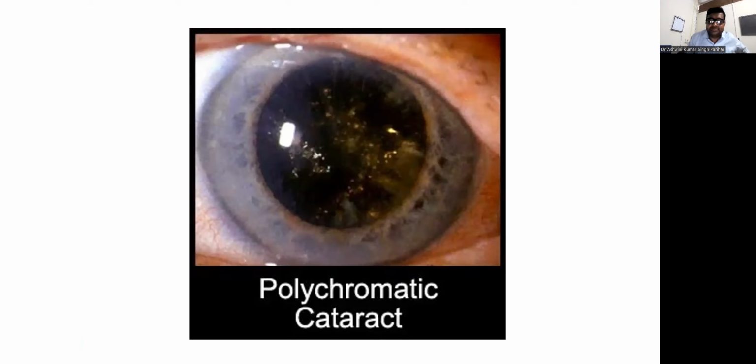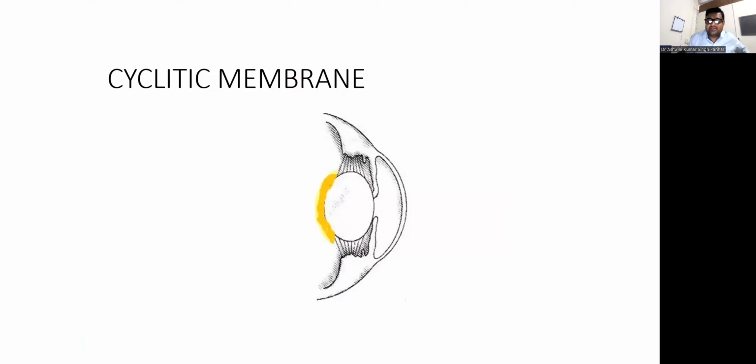This is the anterior picture which you are seeing. And this is the diagrammatic representation where you can see the posterior capsule has been affected. The membrane has formed over the posterior capsule.